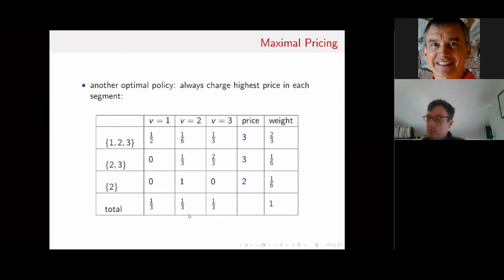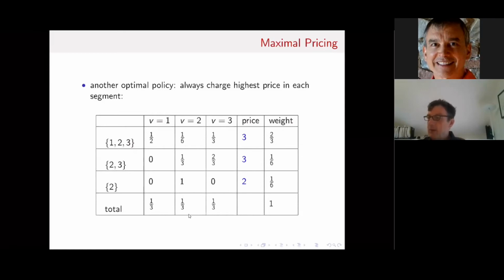And in that optimal policy that I'm thinking about now, referred to as maximal pricing, I'm not going to charge the lowest price in the support, but I'm going to charge the highest price in the support. Okay. So therefore, if the support is 1, 2, 3, I'm going to charge price 3. Also, if the support is 2 and 3, I'm going to charge the price 3. And it's only in the case that I have a singleton, 2, that I don't have a choice, and that minimal and maximal pricing coincides, and it's 2.